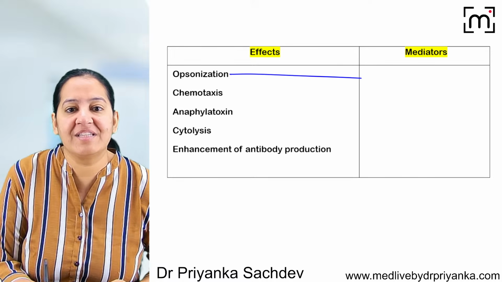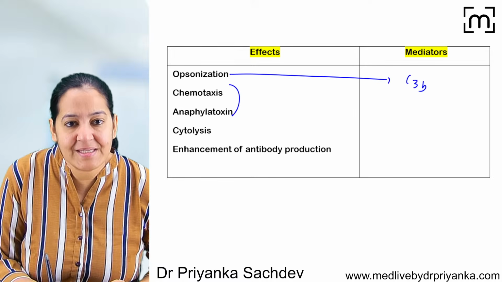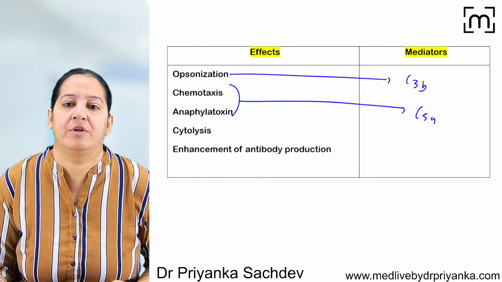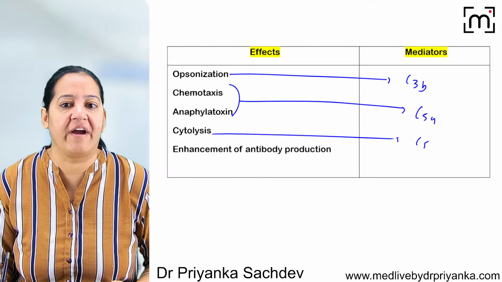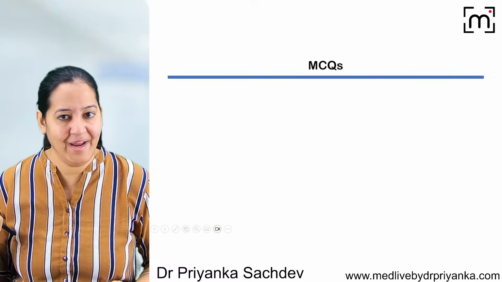And effects, you know, opsonization is done by 3B. Chemotaxis and anaphylactic toxin both are done by 5A. You get questions on that. And cytolysis, we all know 5 to 9, is done by the membrane attack complex. Okay, so we are done.